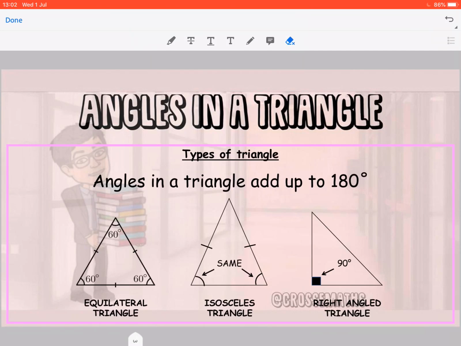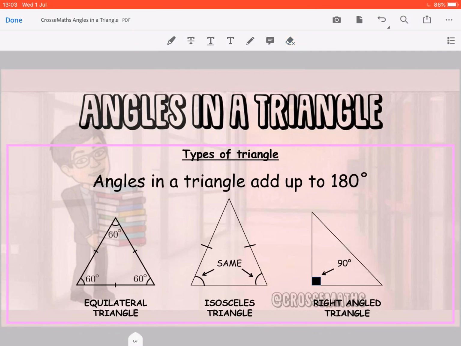And then I would write down the 3 different types of triangles. An equilateral triangle has 3 angles that are 60 degrees each. An isosceles triangle has 2 corners that are the same, but the other one's different. And a right angle triangle contains one right angle, which is also 90 degrees. I would get everything in that pink box down, pause the video and do that now.